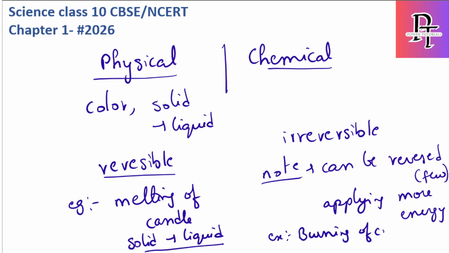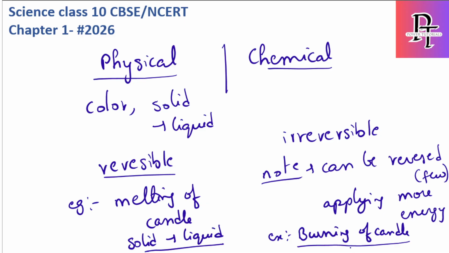So what's the difference between melting of a candle and burning of a candle? Melting of a candle is solid wax converting into liquid wax because of some heat. And if you just leave it, what will happen? That liquid wax will convert back into solid wax. So that's why, as I told you, physical changes are mostly reversible, whereas chemical changes are irreversible. There are a few cases where this can also be reversed, but you have to apply more energy.